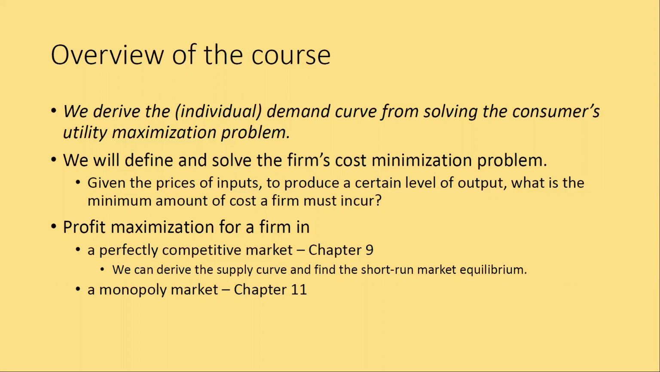Moving forward, we will first define and solve the firm's problem, which is a cost minimization problem. We are answering the question that given the prices of the inputs and given the technology or the production function of the firm, if the firm wants to produce a certain level of output, what is the minimum amount of cost the firm has to incur or the firm has to pay?